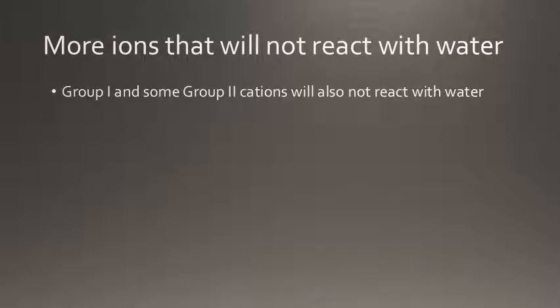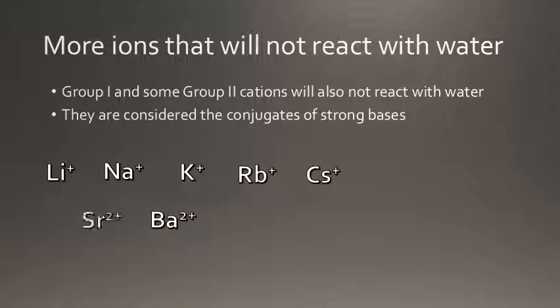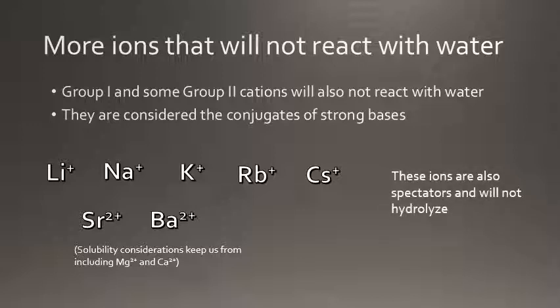So group 1 and group 2 cations will also not react with water. They're considered the conjugates of strong bases. Just go down group 1 and some of group 2. Solubility considerations keep magnesium and calcium from being on this list. And most of the time you'll just see the group 1 cations listed. They will not react with water. They're spectator ions.